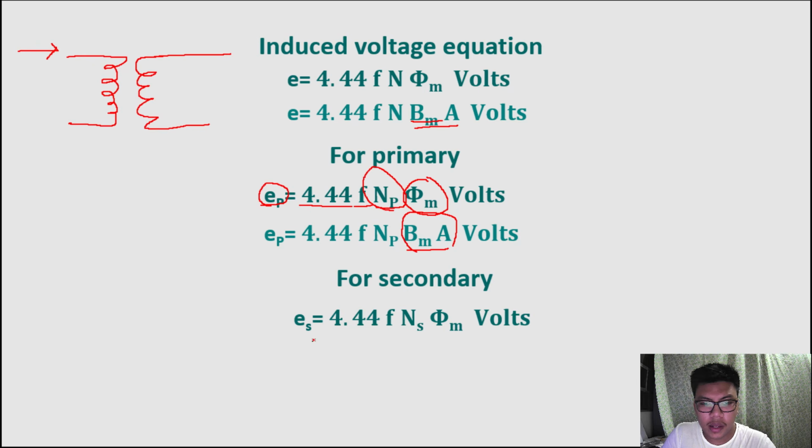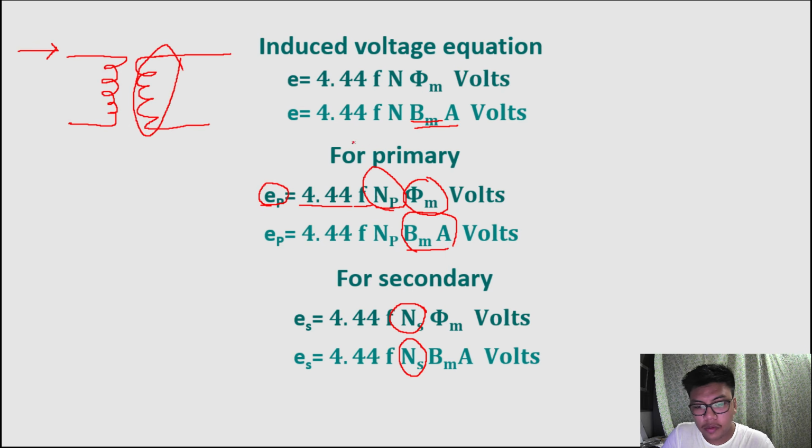And for secondary, pansinin, E sub S now, or the induced voltage in the secondary side, napalitan lang yung number of turns ng primary to secondary. Kung ilan turns na to, yun yung makukuha mo, syempre. Okay, so hindi nagbabago yung mutual flux, yung pa rin. Ang nagbago lang, number of turns.